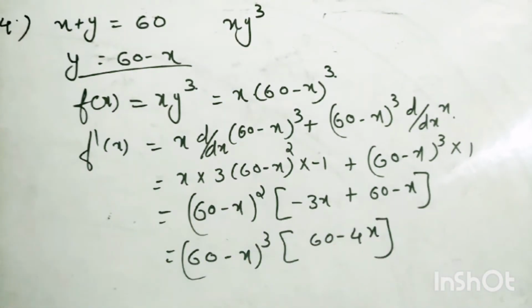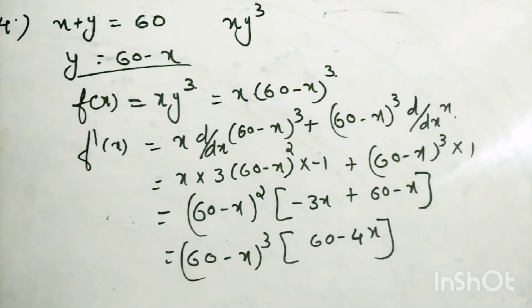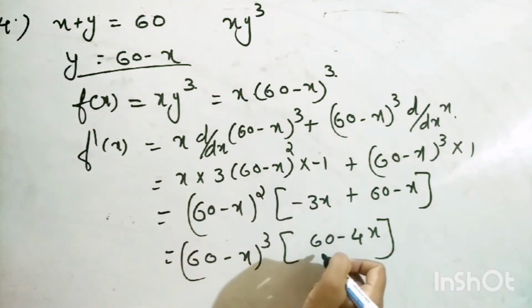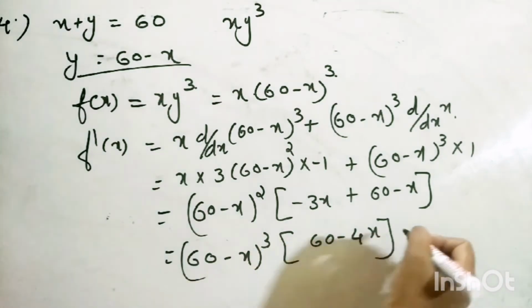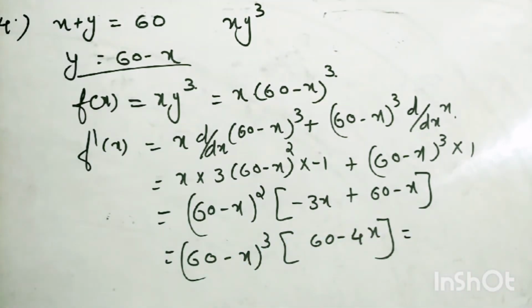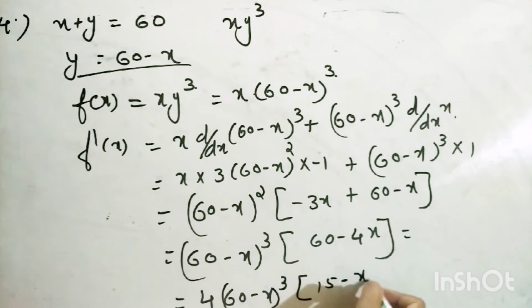Okay, (60 - x)^3 into (60 - 4x). 4 we can take outside from the 60 - 4x. So this is equal to 4 into (60 - x)^3 into (15 - x). This is our dP by dx, this is our f'(x).